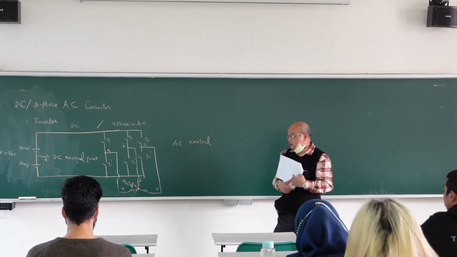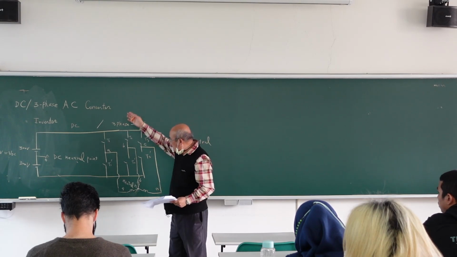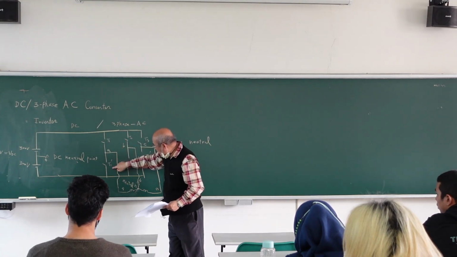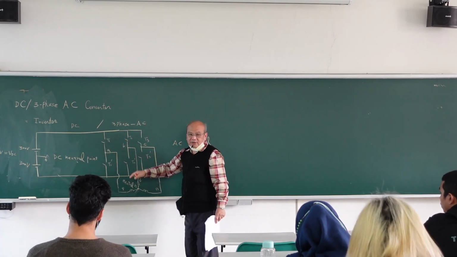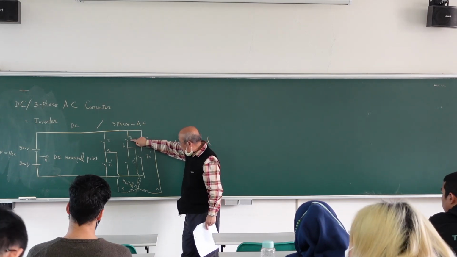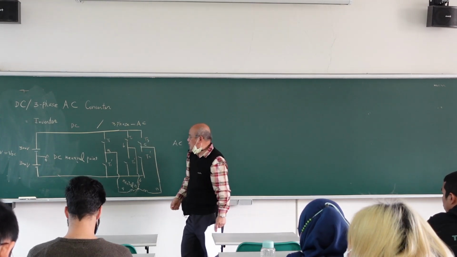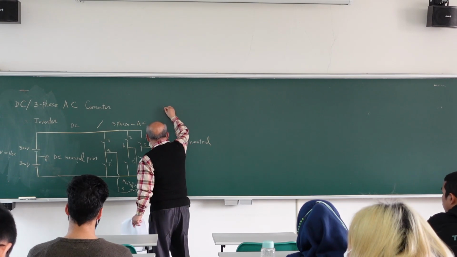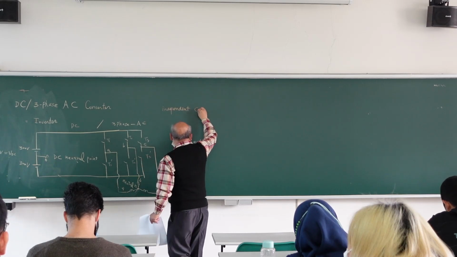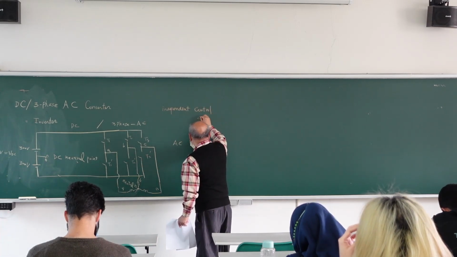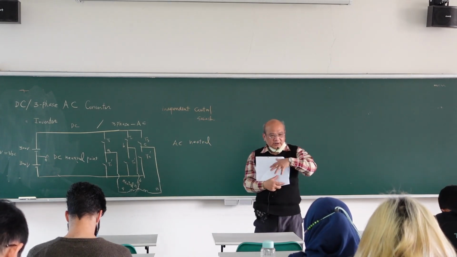Independent. Because when you operate A, do you consider B? You only consider T1 on, T1 prime off, T1 prime on, T1 off. You don't care about B and C. So when you operate B, you only consider if this one is on, this should be off, this on, this should be off. So we call they are independent. Each is an independent switch control. They don't care about another phase. They operate by themselves.